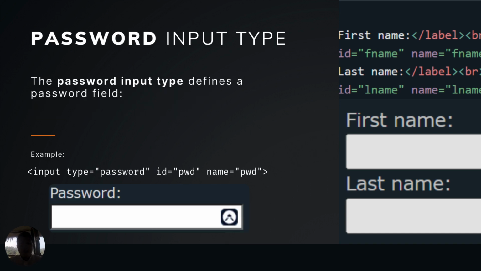And we have the password input type. The password input type defines a password field. So basically the thing that you see in sign in or login with the name password is using input with the type property password. So here, and this is what you get.